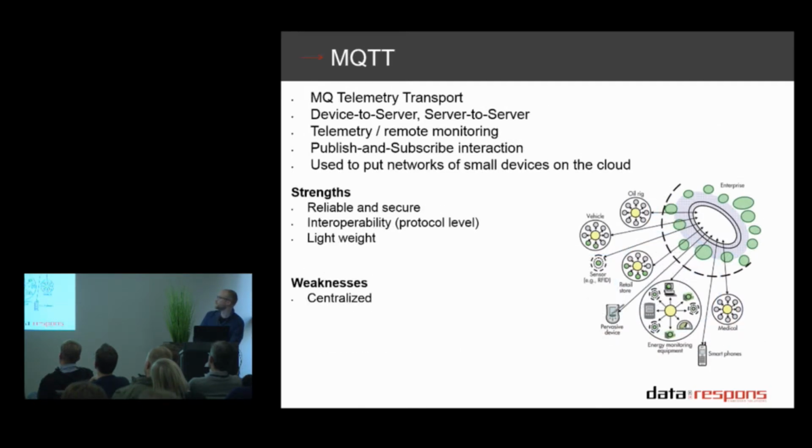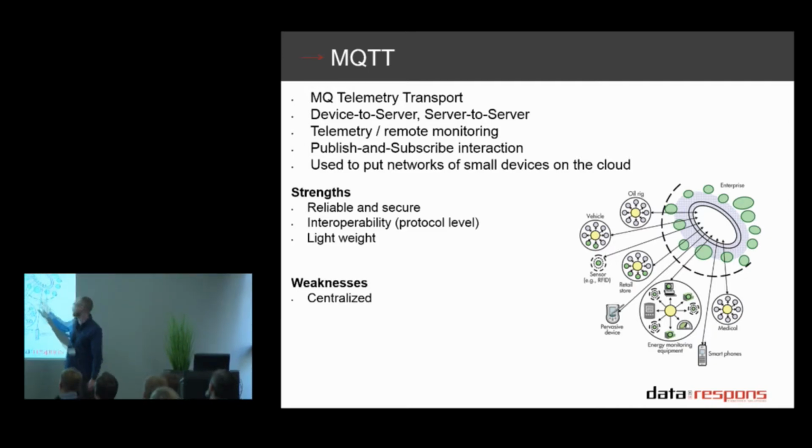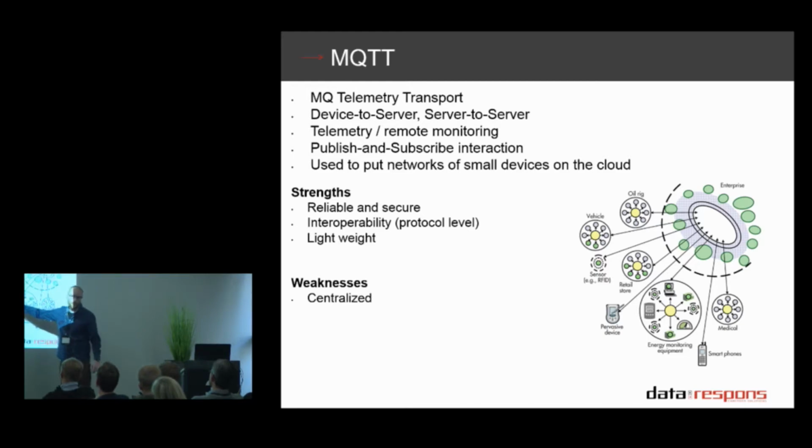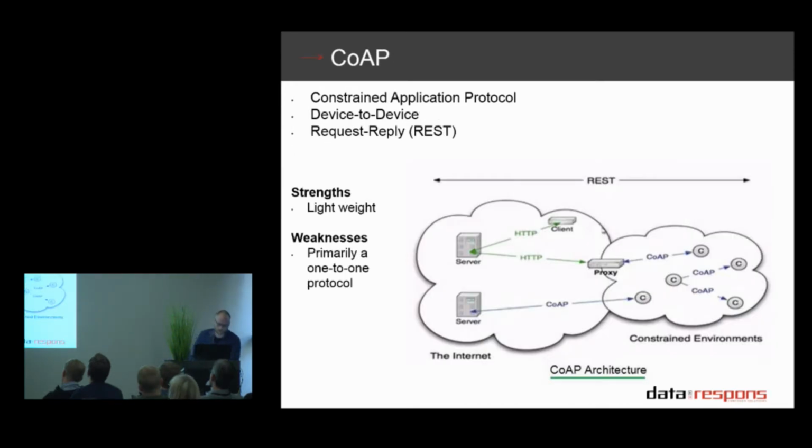MQTT, device-to-server, server-to-server. This is a lightweight protocol where you send data from little devices into the cloud. That's the traditional way of doing it, sending things to the server. But there's also a single point of failure if the server goes down. So they are not very intelligent devices this way, because it's a centralized approach. CoAP is small and lightweight, for point-to-point communications.